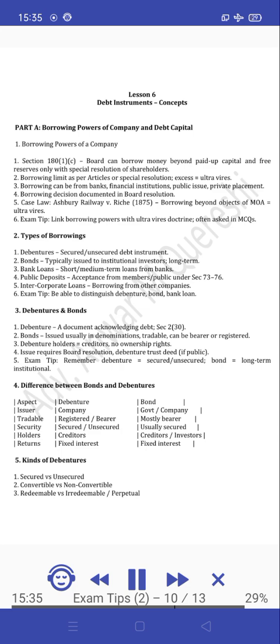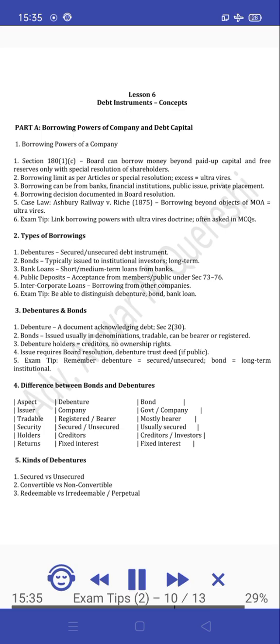2. Types of borrowings. 1. Debentures: secured or unsecured debt instrument. 2. Bonds: typically issued to institutional investors, long-term. 3. Bank loans: short and medium-term loans from banks. 4. Public deposits: acceptance from members and public under Sec 73 to 76. 5. Intercorporate loans: borrowing from other companies. 6. Exam tip: be able to distinguish debenture, bond, bank loan.